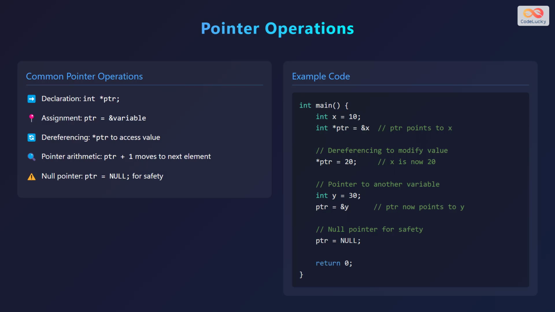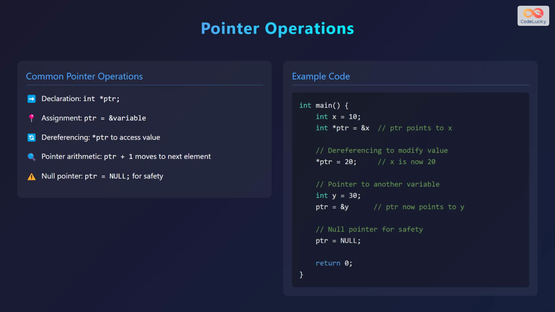Let's explore the common operations you can perform with pointers. First, declaration. An example is int asterisk ptr, which declares a pointer to an integer. Second, assignment. For example, ptr equals ampersand variable, which assigns the address of variable to ptr. Third, dereferencing. Using asterisk ptr allows you to access the value stored at the memory address pointed to by ptr.